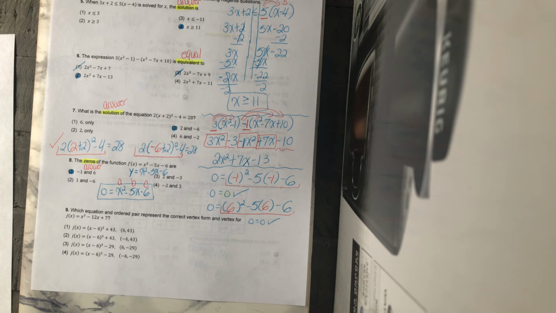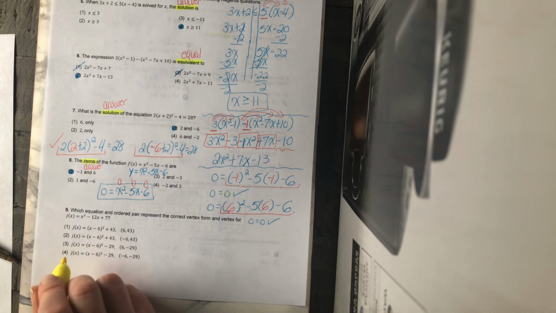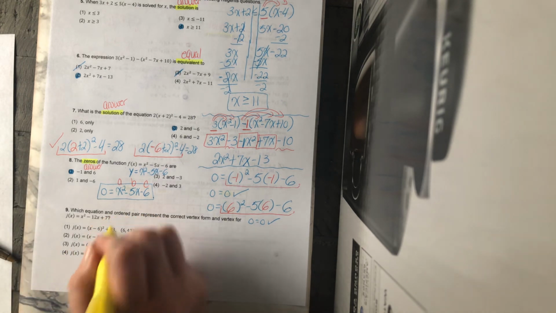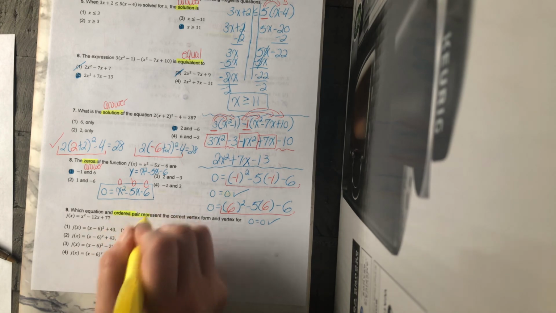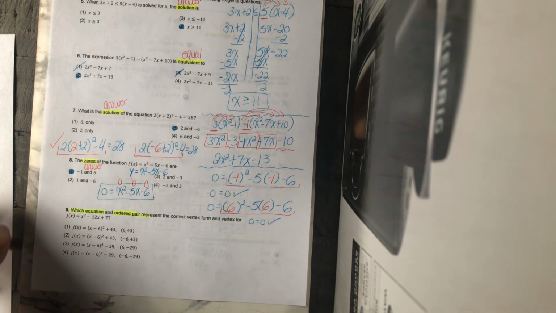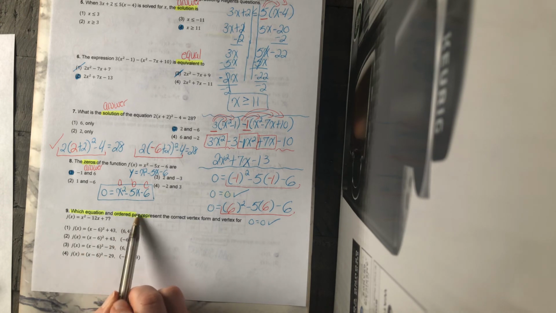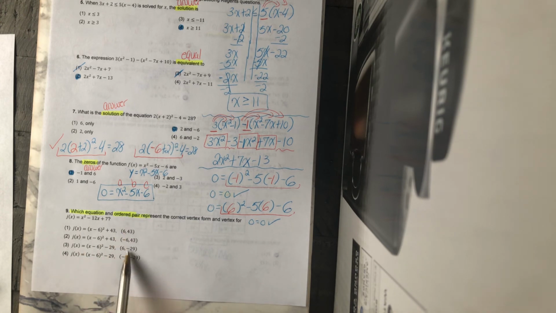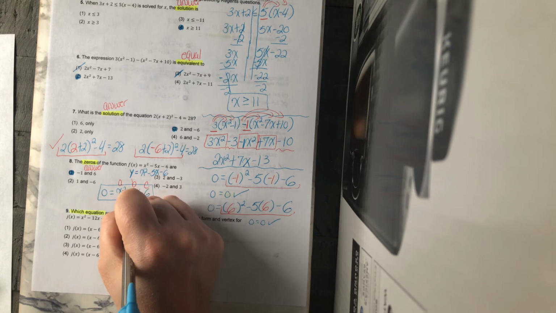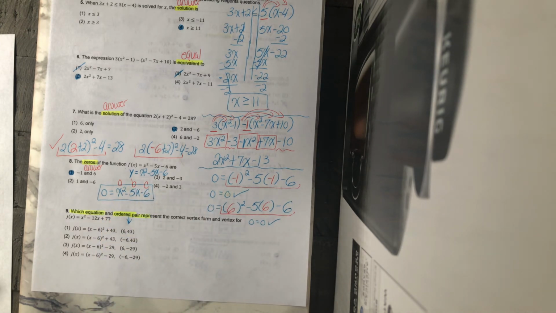which equation and ordered pair represent the correct vertex form and the correct vertex for that equation? Okay. There's a lot of key words here that I'm going to go over. So it says which equation, an ordered pair. So an equation has an equal sign, which all of these do, and an ordered pair would be these examples on the side. All of these would be considered ordered pairs, like an XY point. And I'm looking for the correct vertex form.